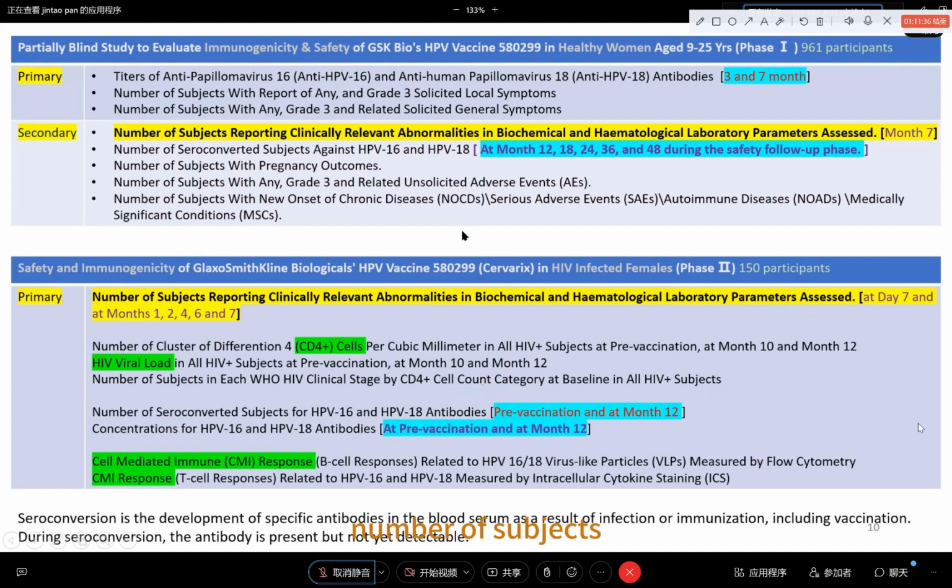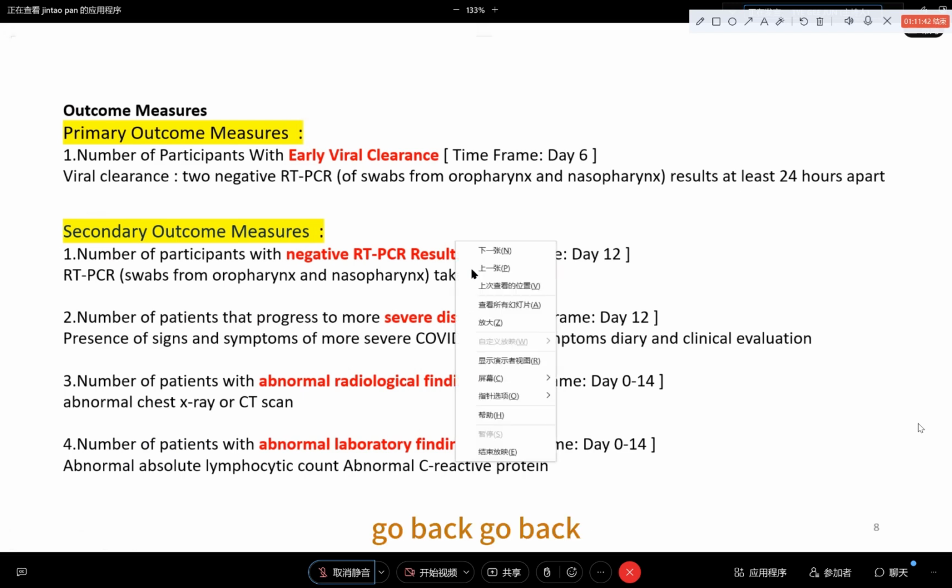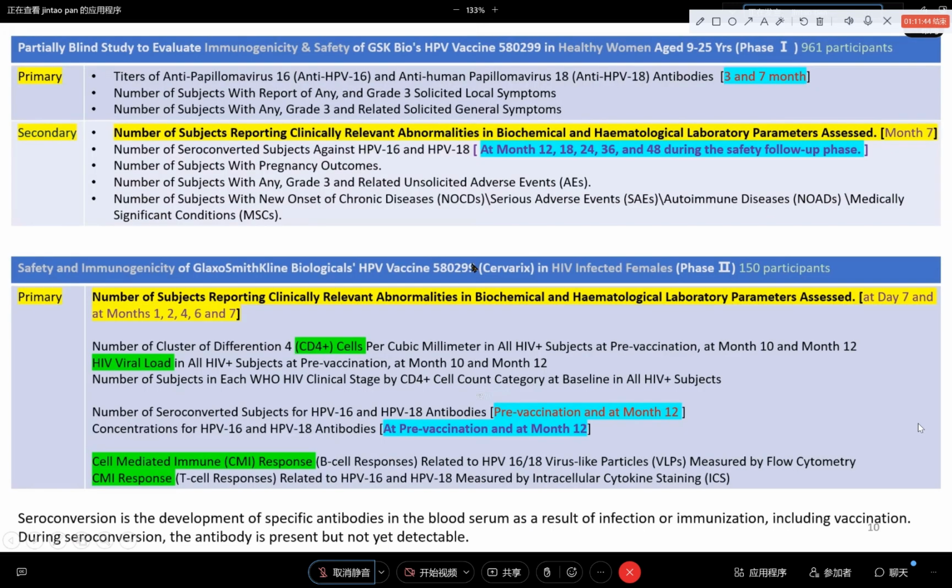Okay, number of subjects with report of any or grade 3 solicited. Don't change. Go back to the previous data. Okay, so number of subjects with any grade 3 and related solicited general symptoms. If you notice, number one is basically telling you what sort of antibody titer you're generating. So that one in a sense is really efficacy. And then number 2 and number 3 is basically safety, to see whether there are any solicited local or general symptoms, which means whether there are any adverse effects or not.